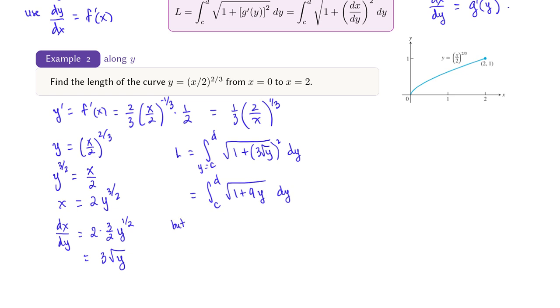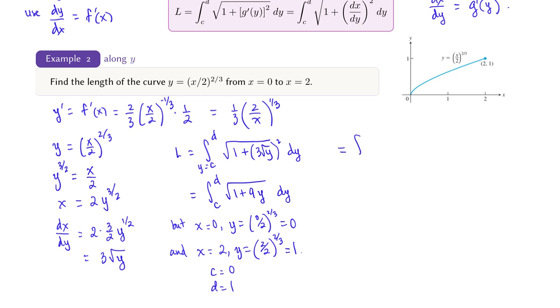When x equals 0, y equals (x/2) to the 2/3 power, which is (0/2) to the 2/3, which is 0. When x equals 2, y equals (2/2) to the 2/3, which is 1. And so the lower limit of integration c is 0, and the upper limit of integration d is 1. The definite integral along the x-axis would have been 0 to 2, but along the y-axis, it is from 0 to 1, as shown in the graph.